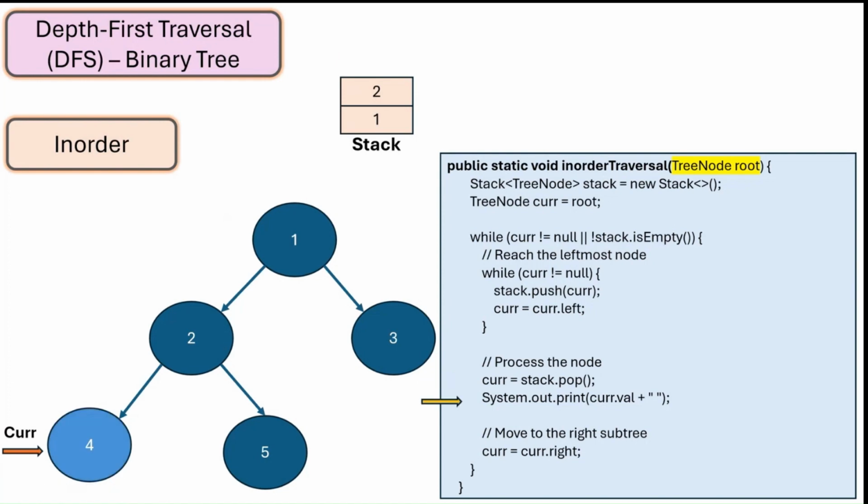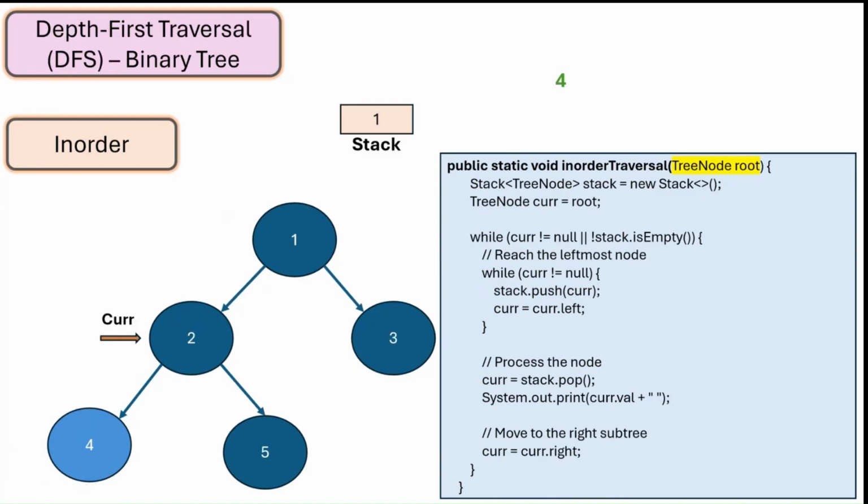It will print that 4, and then it will move to the right subtree of that node 4. Now current will point to the null again because there is no right child of the 4. Now it will come back to the beginning of the while loop. Now current is null, so it will basically backtrack. It will pop the node 2. Now the current is pointing to 2.